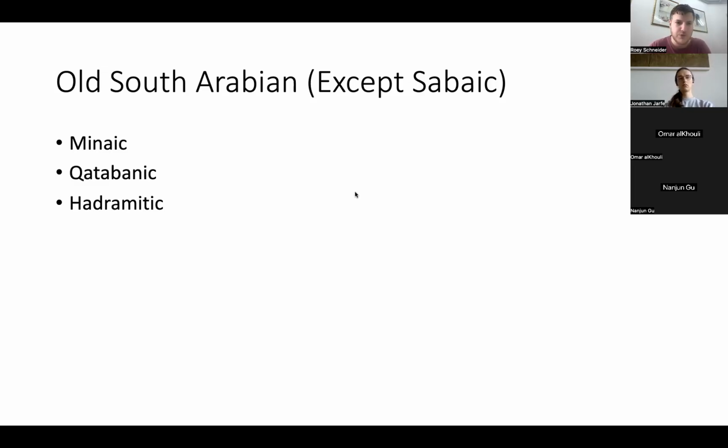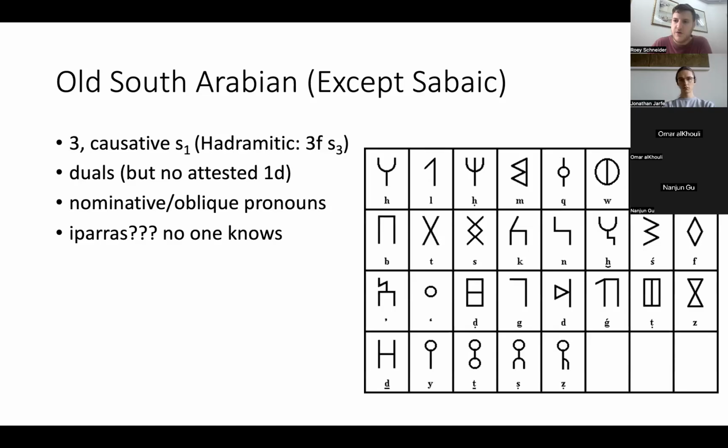I will try to give just a very small taste of these languages, but there unfortunately really isn't that much to show or to talk about because of the scarce knowledge we have of them. So this is the Old South Arabian writing system or script. It's a font, but it is supposed to be an example. This is also the letter order that they use.